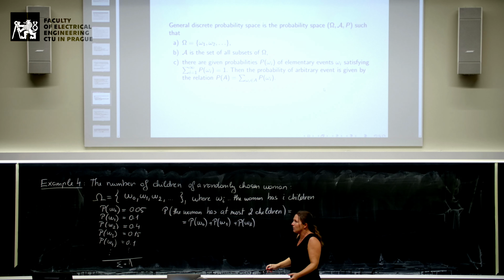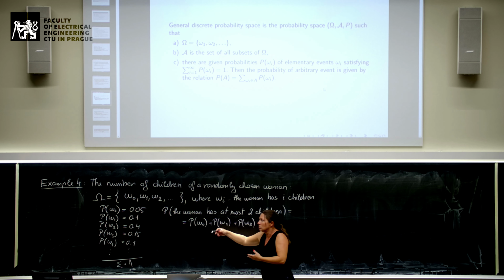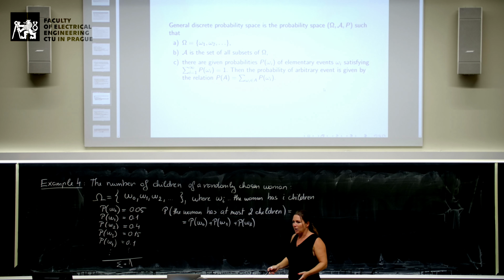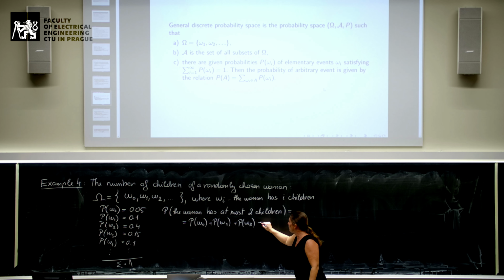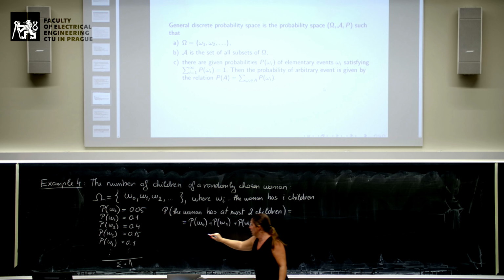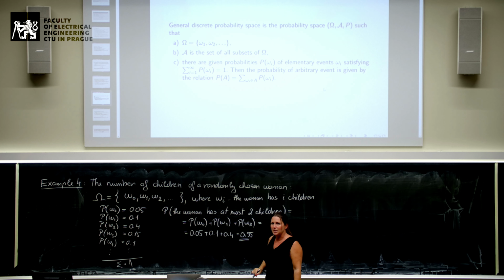And we can calculate it as the sum of these probabilities because these elementary events are disjoint. One woman cannot have together 0 children and 2 children. Either she has 2 children, or she has 0 children, or she has another number of children, but she cannot have 0 children and 2 children together. So these elementary events are disjoint, and the probability is equal to 0.05 plus 0.1 plus 0.4, which is 0.55. That's it.